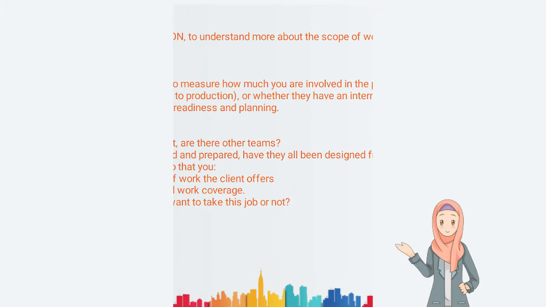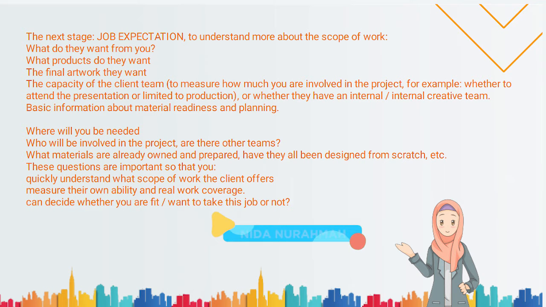The next stage, job expectation. To understand more about the scope of work: what do they want from you, what products do they want, the final artwork they want, the capacity of the client team to measure how much you are involved in the project. For example, whether to attend the presentation or limit to production, or whether they have an internal creative team. Basic information about material, readiness, and planning.